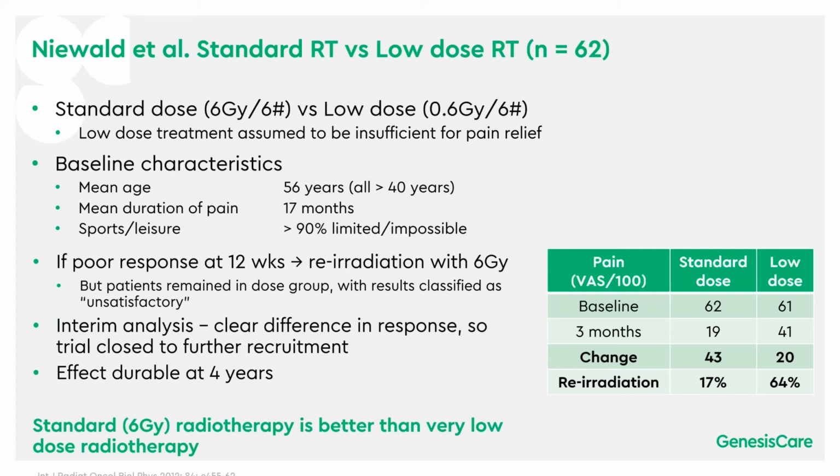At 3 months, you can see that the standard dose had gone down to 19, and the low dose, so 0.6 gray, had gone down to 41. So clearly there was much more change in the visual analog scale in the standard dose of radiotherapy. But interestingly, also, 64% of the low dose patients wanted re-irradiation, whereas only 17% of the patients who received standard dose of radiotherapy wanted re-irradiation. And also the effects were durable at 4 years. So the message of this trial is standard 6 gray radiotherapy is better than very low dose radiotherapy.